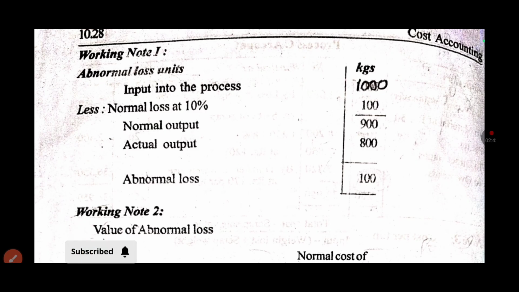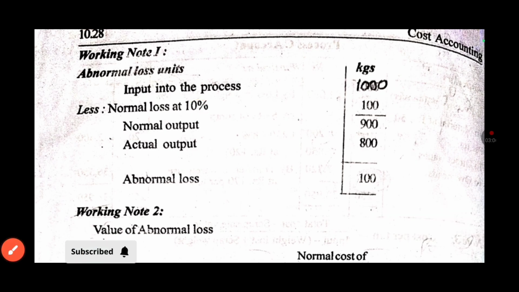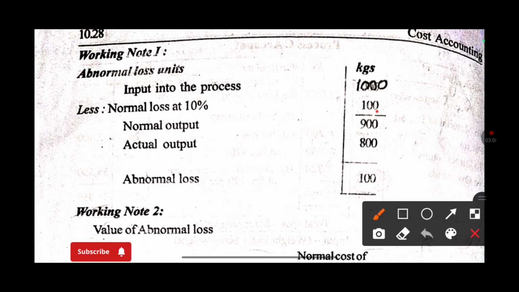Whenever you have the normal loss, always calculate it with the input value, right? So accordingly, normal loss we have 10%. The quantity of input is 1000 kgs, to be calculated with the normal loss 10%. 1000 kilos into 10%, you get 100 kilos. So the normal loss quantity is 100 kilos.